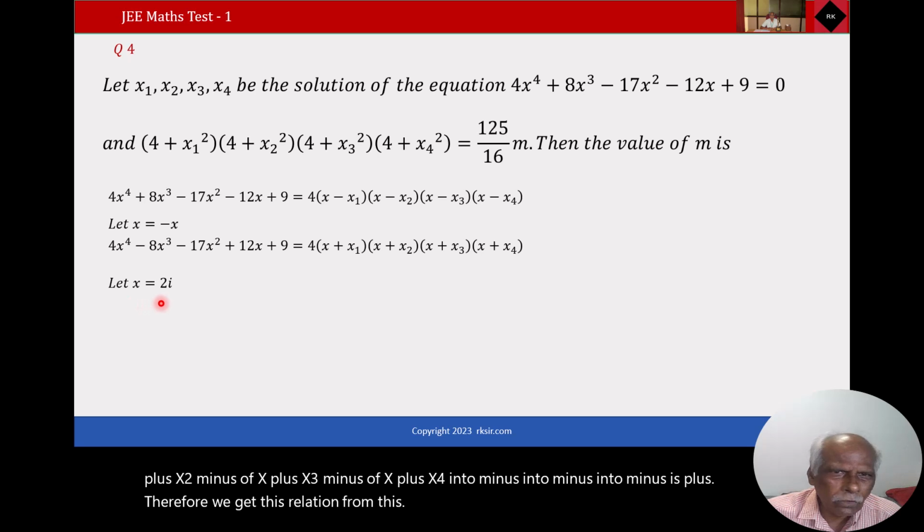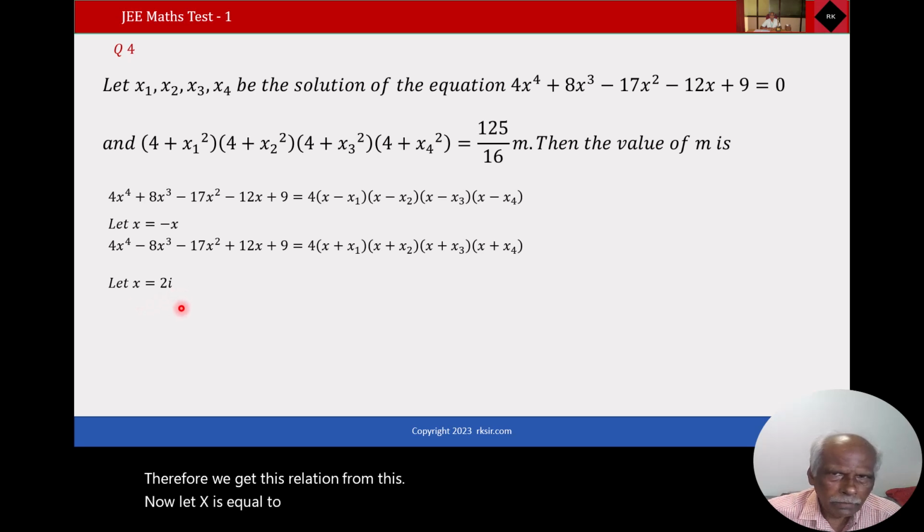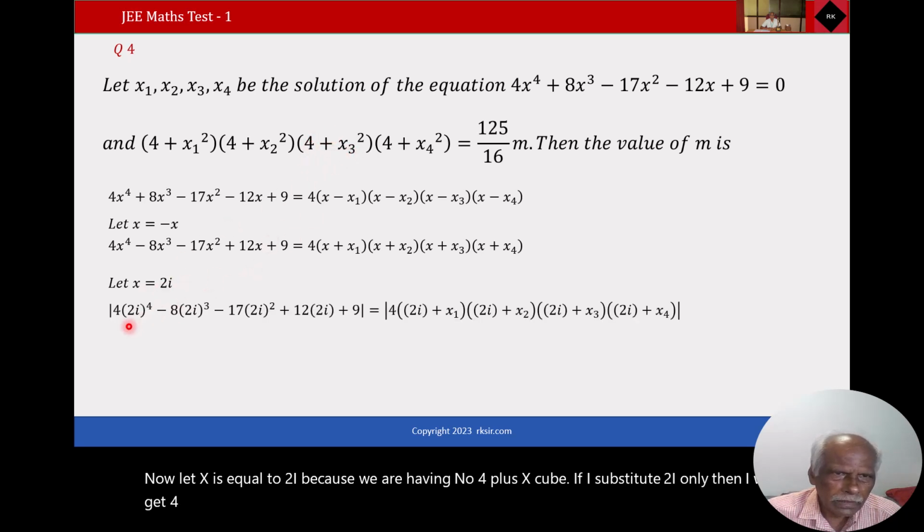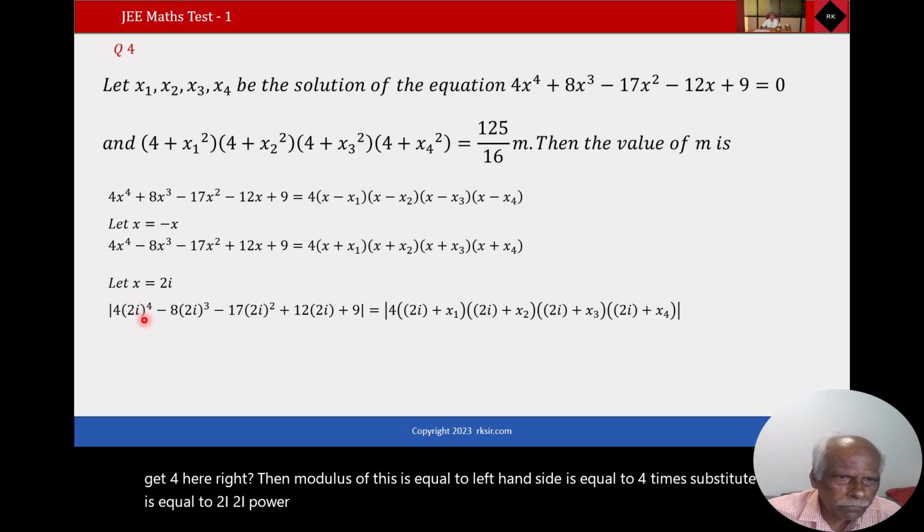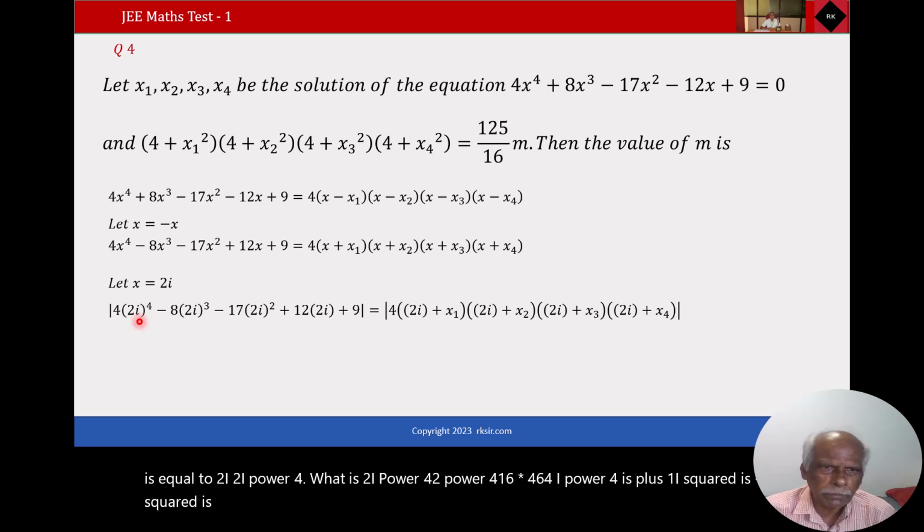Now let x be equal to 2i, because we are having no 4 plus x cube. If I substitute 2i only, then I will get 4 here. Then the left hand side is equal to 4 times, substituting x equal to 2i, (2i)^4. What is (2i)^4? 2^4 is 16, into 4, 64. i^4 is plus 1. i squared is minus 1, i squared into i squared is plus 1.